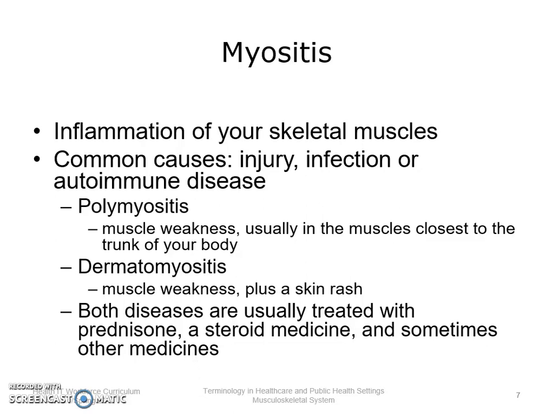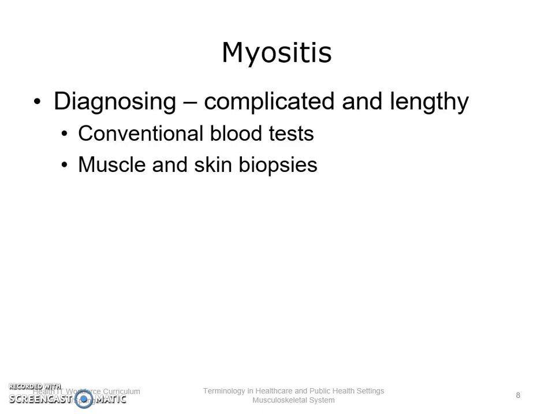Dermatomyositis causes muscle weakness plus a skin rash. Both diseases are usually treated with prednisone, a steroid medicine, and sometimes other medications. Diagnosing myositis is often a complicated and lengthy process. Doctors may use one or more of the following tests to help confirm a specific diagnosis.